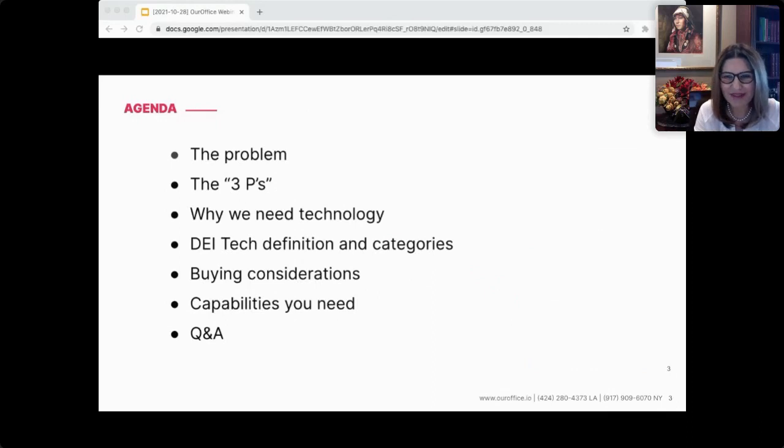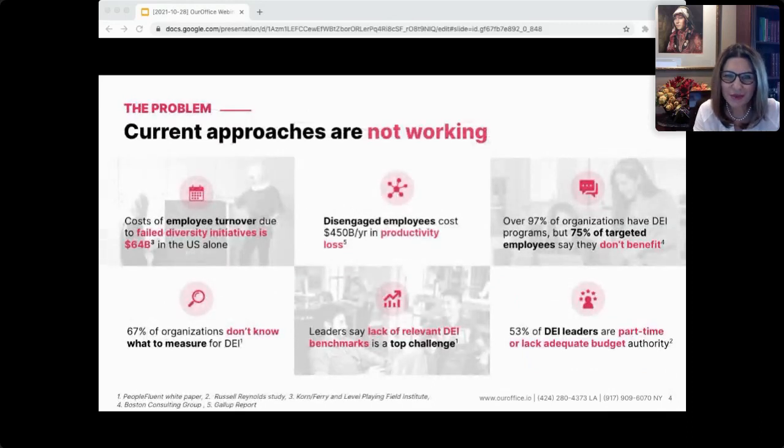So let's get started. First of all, what's the problem? Well, the problem is the current approaches are not working. There have been people, organizations, workplaces, leaders, trying to improve DEI for a long time. But we see still that the cost of employee turnover due to failed diversity initiatives is billions of dollars. One estimate shows $64 billion. There's a lot of productivity loss, about $450 billion per year, it's estimated.